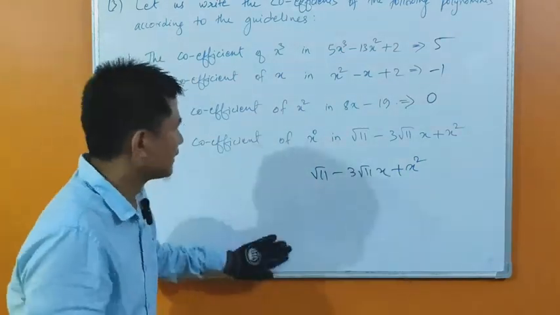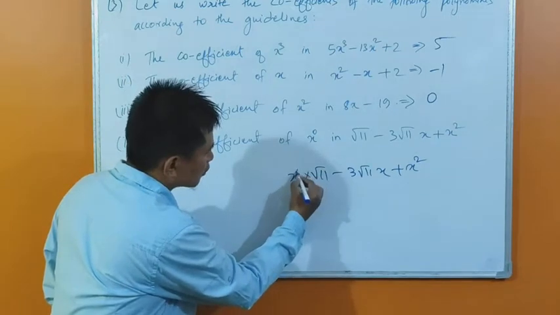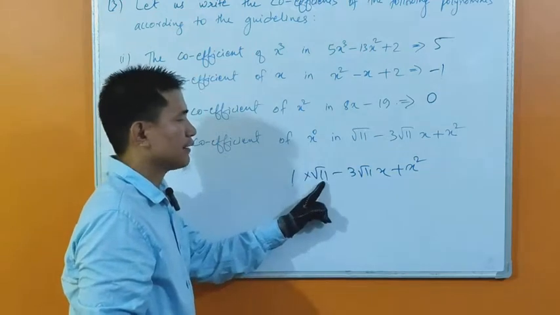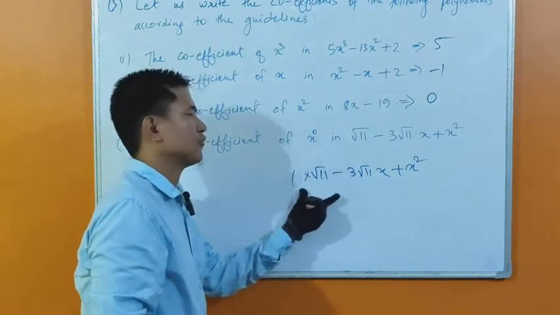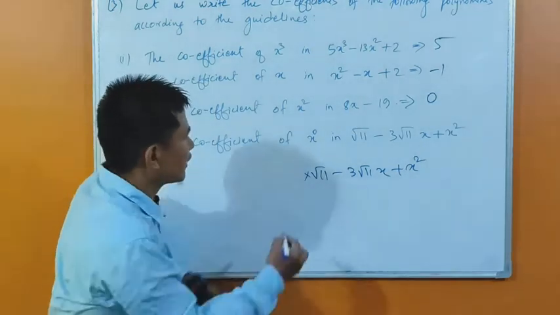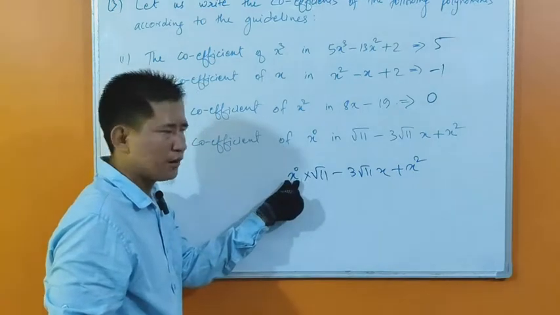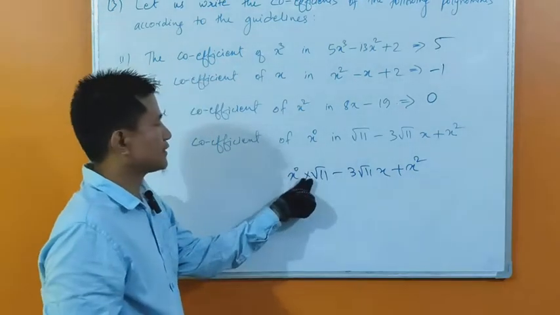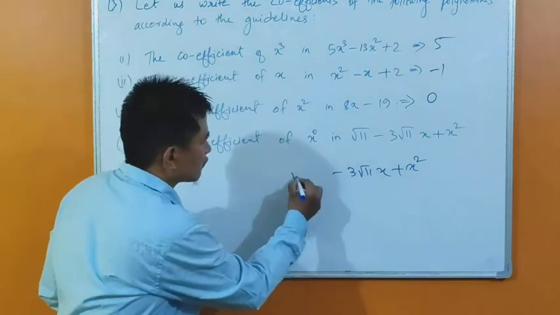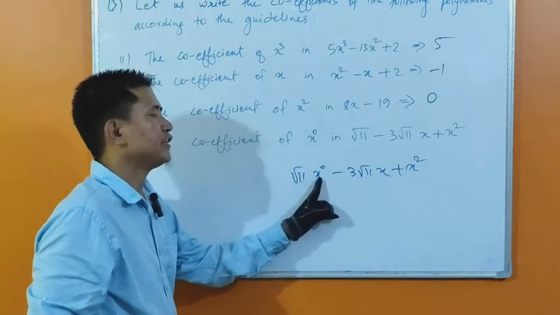So, in this expression, you can write x to the power 0. Okay, first let me write 1. 1 into root 11 is root 11. So the value of the expression does not change. So instead of this 1, you can write x to the power 0, isn't it? x to the power 0 means 1. So instead of writing x to the power 0 in front, you can write it later: root 11 into x to the power 0.